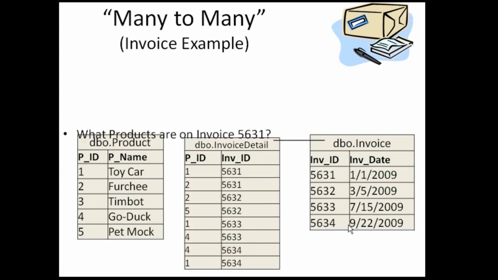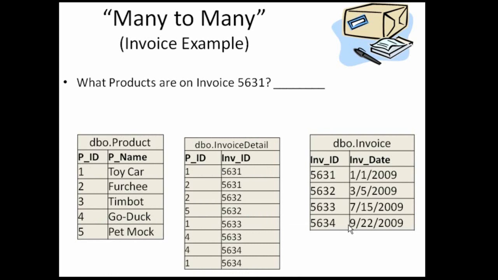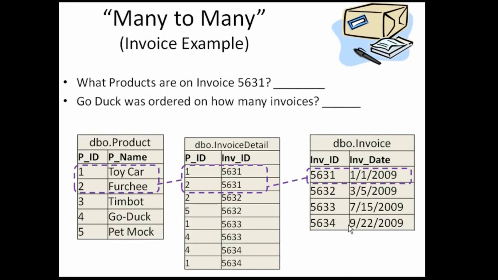So, an invoice can have many products in its cart, and a product can be ordered on many different invoices. Here's our bridge table. So what products were ordered on invoice number 5631? Well, if we look at 5631 in the invoice table, we see that is listed twice in the invoice detail table because this person ordered a toy car and a Furchie. How about the product GoDuck? How many times has that been ordered? Well, GoDuck is listed on invoice 5633 and 5634. Therefore, there were two invoices, one on July 15th and one on September 22nd.